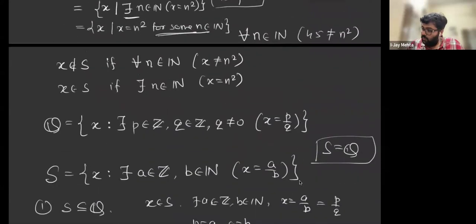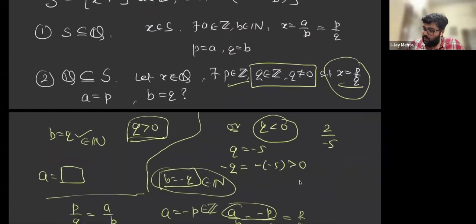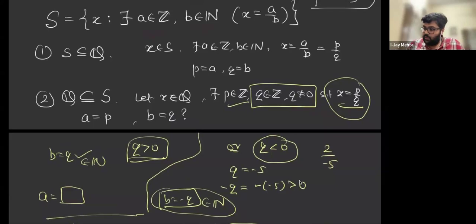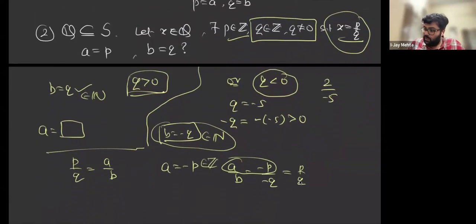So here 2 upon minus 5 may not directly look like it belongs to this, because we see that 2 is an integer, but minus 5 is not a natural number. But then you can express 2 upon minus 5 as minus 2 upon 5. So instead of p by q, I'll take minus p upon minus q if q is negative. Okay, so this was the discussion. I think now you can clearly understand this.